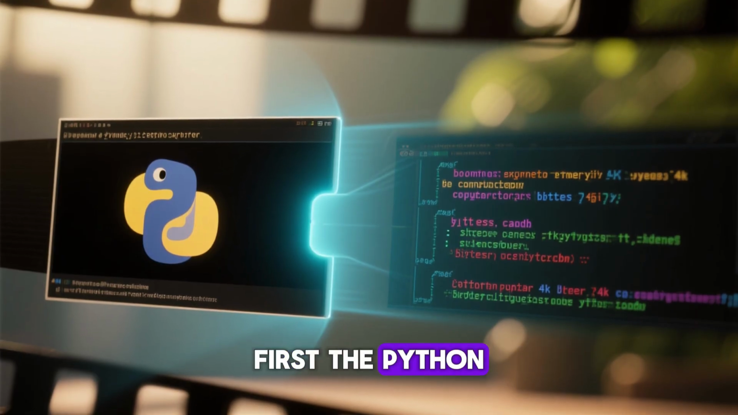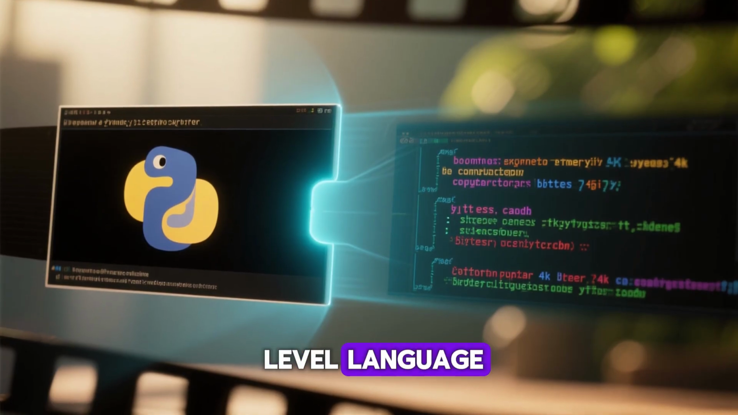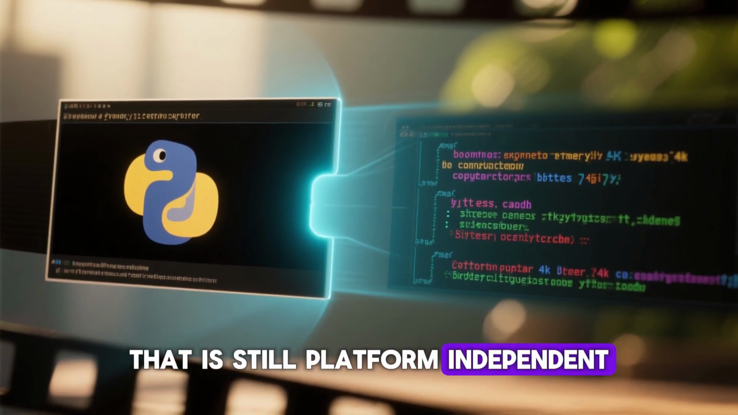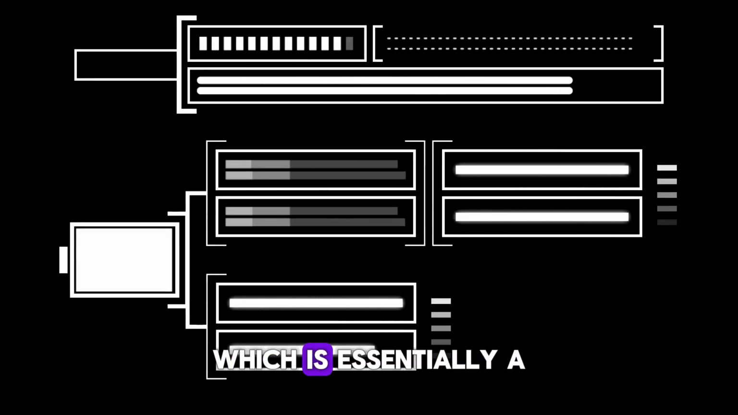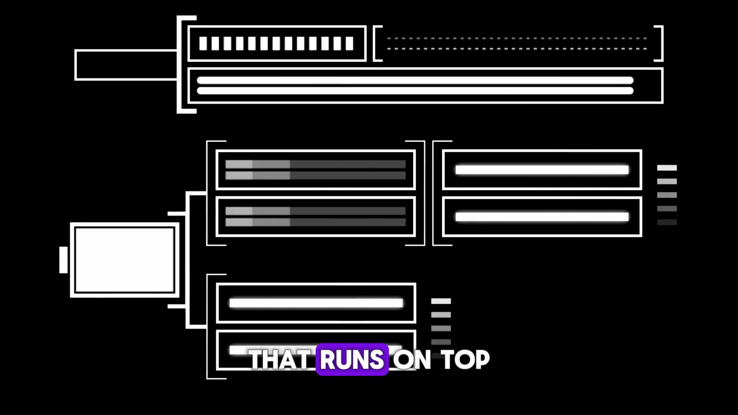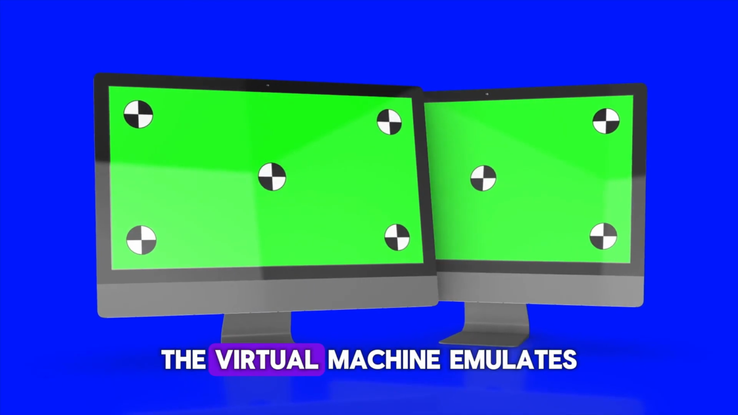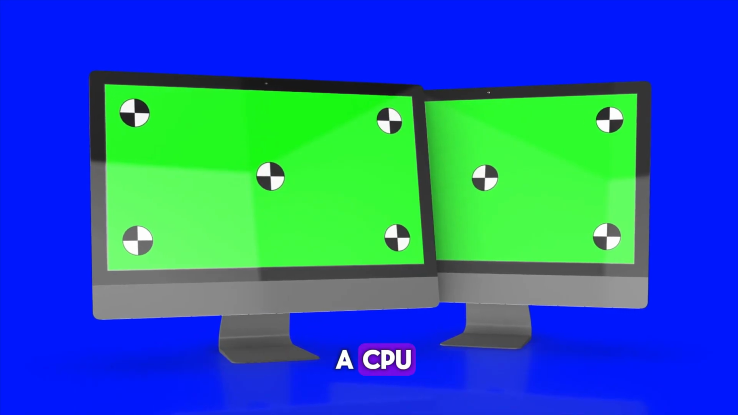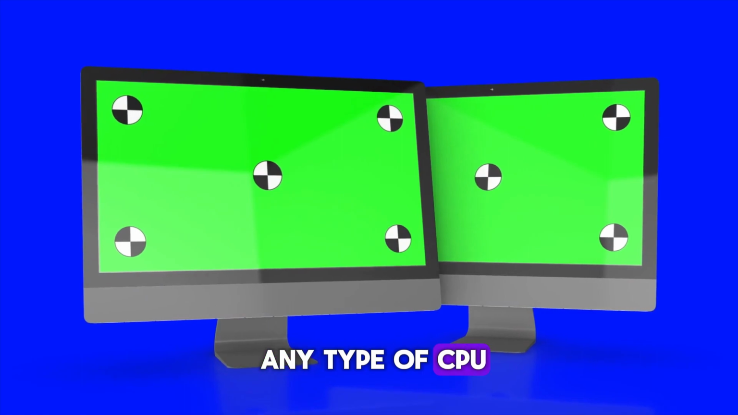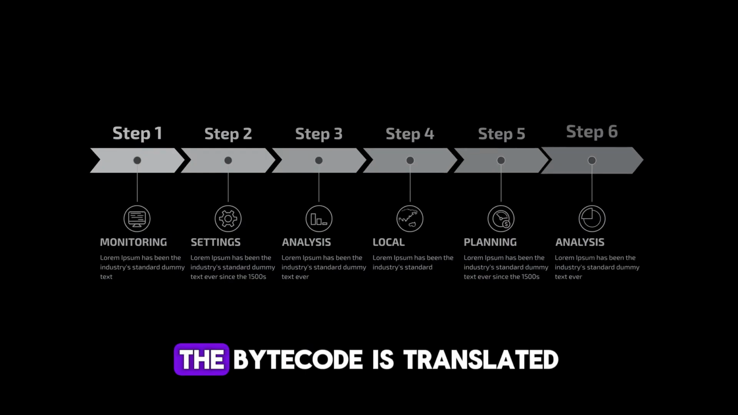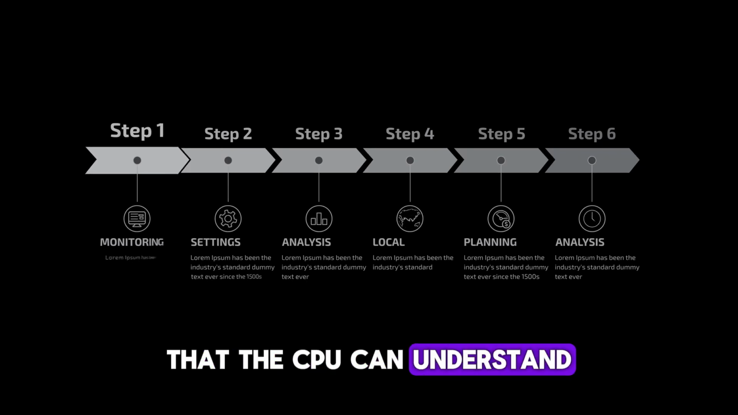First, the Python interpreter translates the code into bytecode, which is a lower-level language that is still platform independent. Then, the bytecode is executed by the virtual machine, which is essentially a small program that runs on top of the CPU's machine language. The virtual machine emulates a CPU so that the bytecode can be executed on any type of CPU. Ultimately, the bytecode is translated into machine language that the CPU can understand.